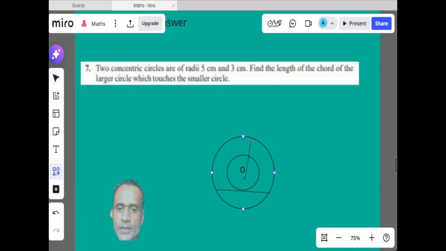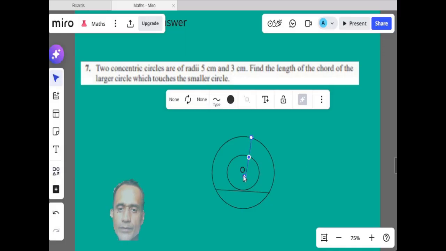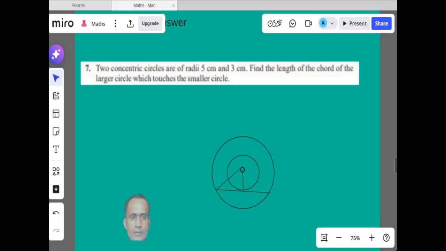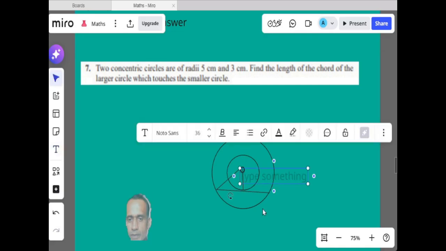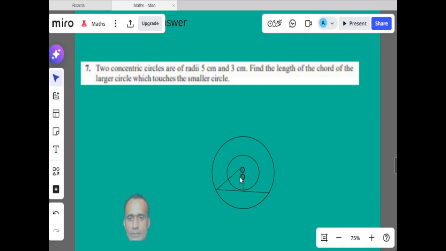So this radius is 5 centimeter, and I have drawn, as per the question, one circle of radius 3 centimeter. So the smaller circle is 3 centimeter, the larger circle is 5 centimeter, and I have drawn a chord and it touches the inner circle, that means the smaller circle, at the point, let's say, P. So it touches the point P.